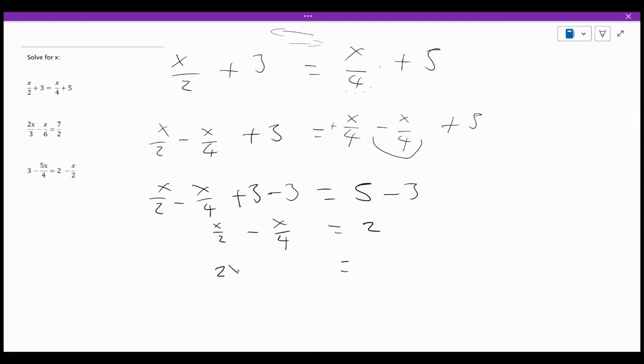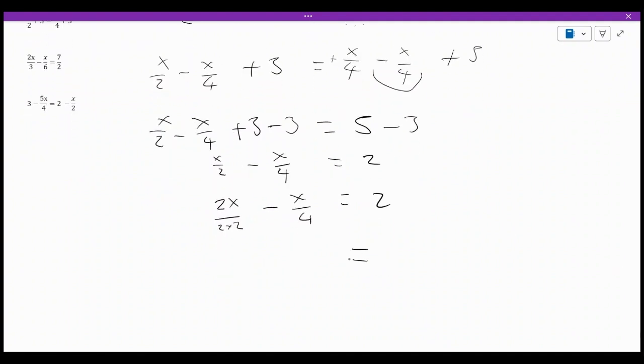Okay, so it's going to be 2x over 2 times 2 minus x over 4 equals 2. And then we are going to have 2x minus x all over 4. 2 times 2 is 4. And you're going to have the same denominator, so you can just put it up as 1.